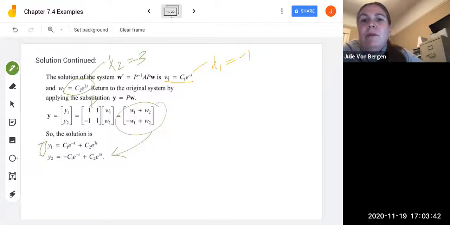And you can see the W's are just the C1 e to the -t, and W2 is C2 e to the 3t. So again, if you use different scalar multiples of the eigenvectors, it doesn't change the overall relationship in the equation. You can always divide through by a scalar with equations because you divide through on both sides and it doesn't change the results.